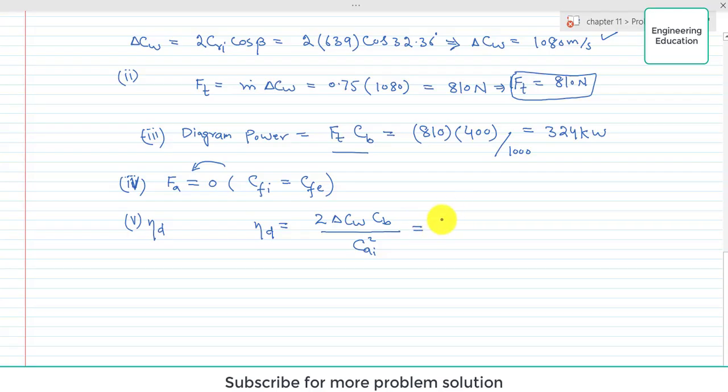So putting the values, delta CW is 1080 and CB is 400. The value of CAI is 1000. So simplifying these values, we get the diagram efficiency, which is 86.4%.